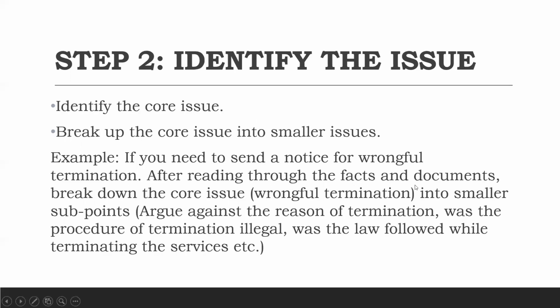Now, the second thing is to identify the issue. Identify the core issue and then break this issue into smaller subparts. For example, if you are sending a notice for wrongful termination, firstly, read through the facts and all the associated documents and understand what is the purpose behind. Firstly, you would need to tell the employer that the termination is wrong. Ask your client whether they want a reinstatement, whether they want a compensation, and then read accordingly.